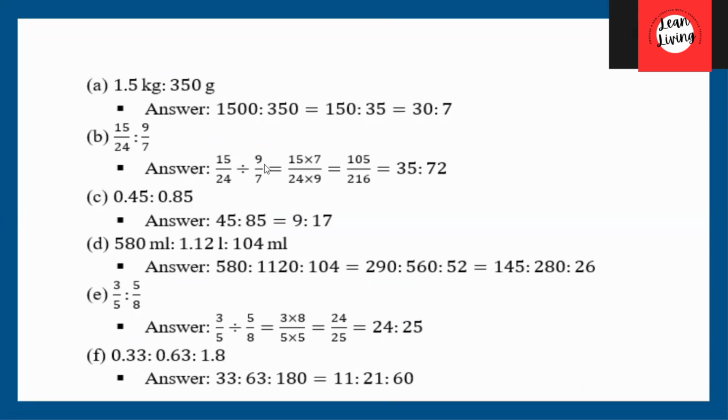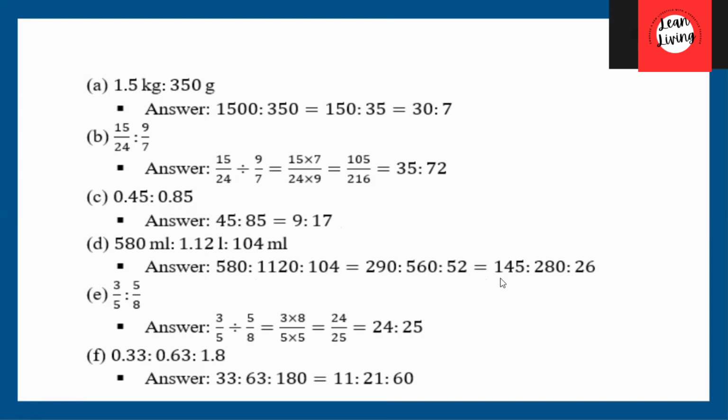Here, they have done as an answer 15/24 divided by 9/7. You are not going to do this. As I have told you previously in the class that you need to take out the LCM, you will do it in that manner. You will get the same answer. After that, I told you that 0.45 and 0.85 was there, and I asked you to multiply it with 100. The same way you are going to solve it and then divide it out with the same number to find the simplified ratio. Here, I asked you to multiply this 1.12 with 1,000 and then simplify it.